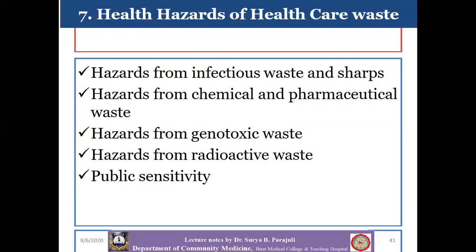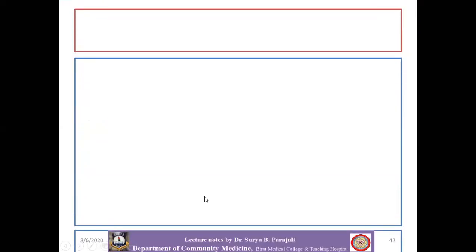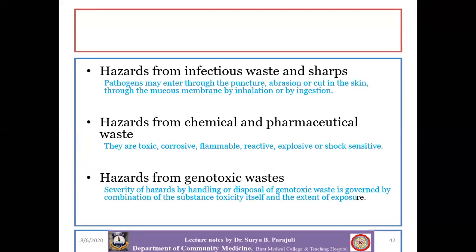Okay, health hazards. What are the different health hazards? Hazards from infectious waste and sharps, hazards from chemical and pharmaceutical waste, hazards from genotoxic waste, hazards from radioactive waste, and public sensitivity. Okay, ugly looking is another important factor. So these are some of the hazards. According to this title, I think you can assume what the hazards of infectious waste and sharps, chemical and pharmaceutical waste, genotoxic waste are. This may be cytotoxic, radioactive, maybe cancer producing, or public insensitivity. I think I need to stop here up to this slide.